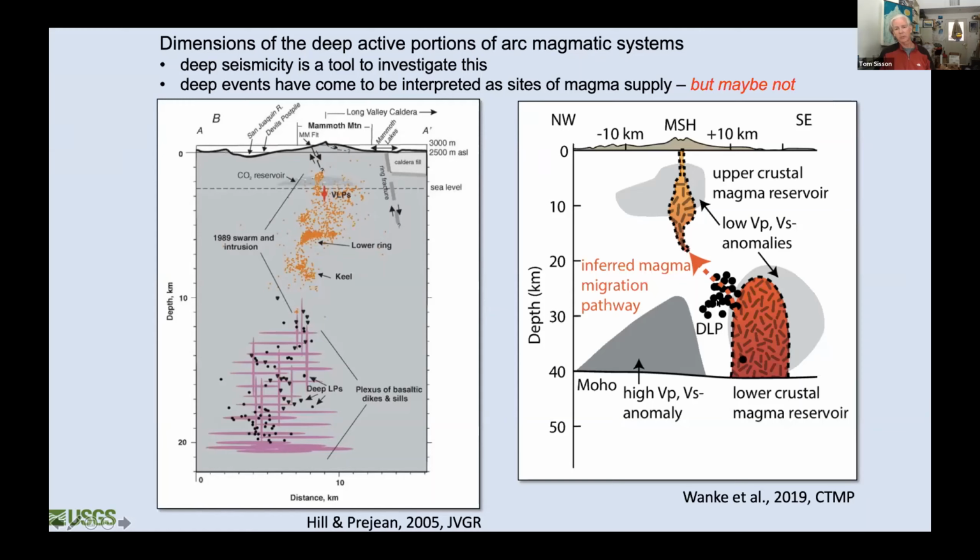So here's an example from Mount St. Helens, deep long period events feeding up into a shallow reservoir. Here's Mammoth, basaltic injections creating deep long period events. You notice in both cases, they're not actually underneath the volcano. I've always been suspicious of this.